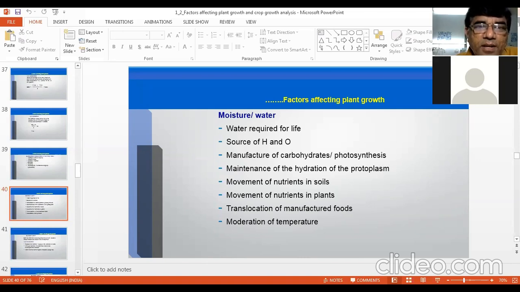Moderation of temperature. Just now you have seen how temperature can be moderated by drainage and by applying light irrigation. And I just forgot, whenever you feel that there may be some adverse temperature, particularly low temperature, then it is advised to go for light irrigation in the evening time so that you can avoid the bad effect of lower temperature.